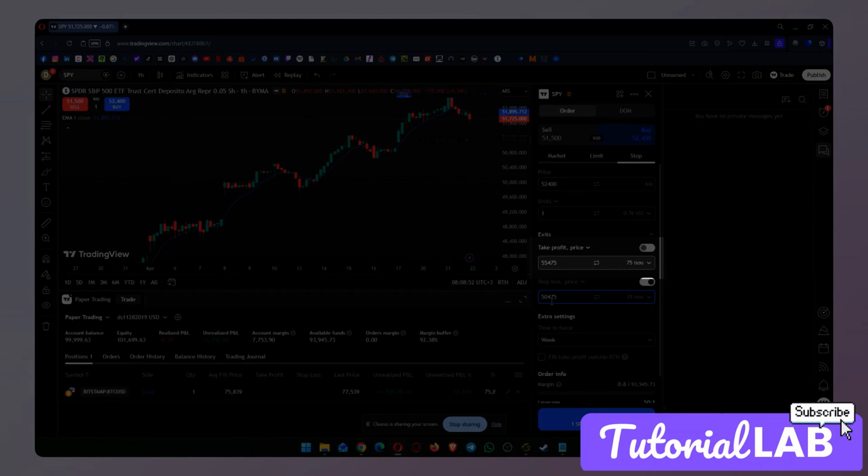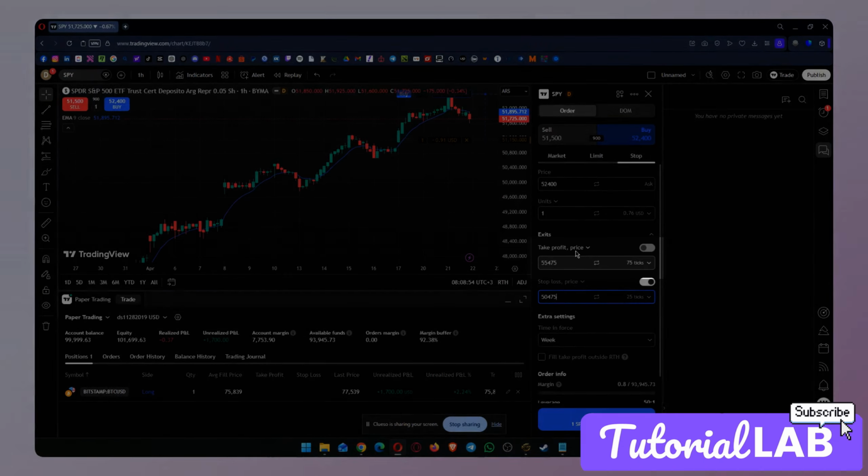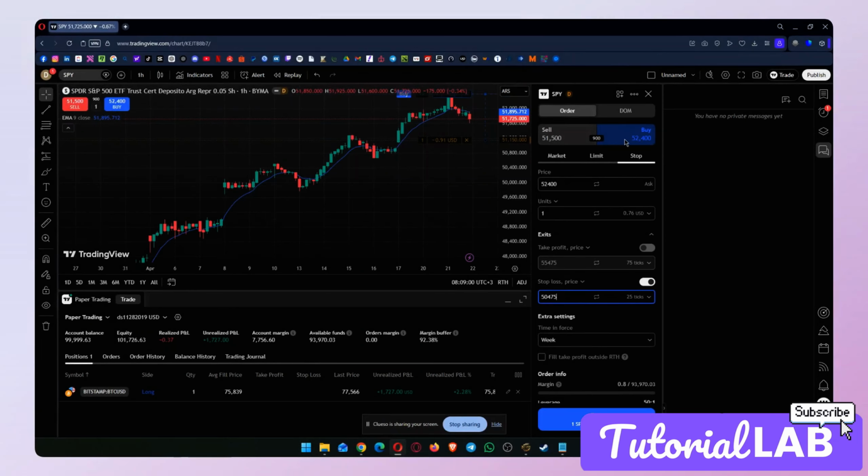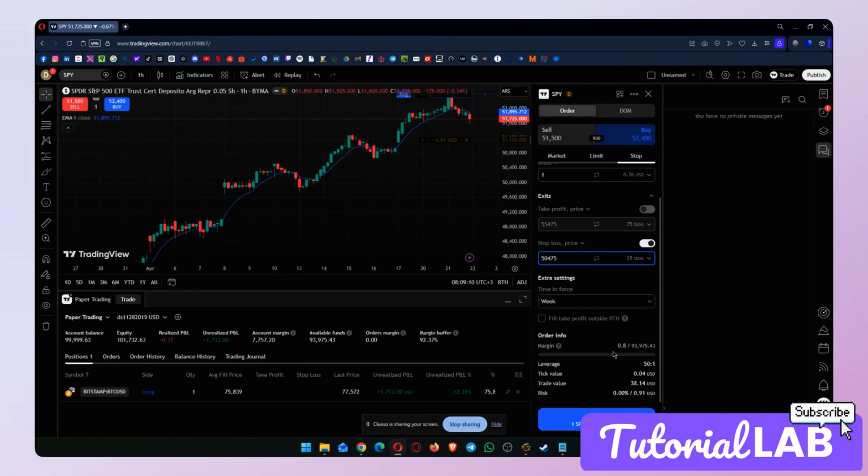For example, we can set the stop at 5,475. If the price reaches 5,475, the trade will automatically stop. No further action will be taken in TradingView.